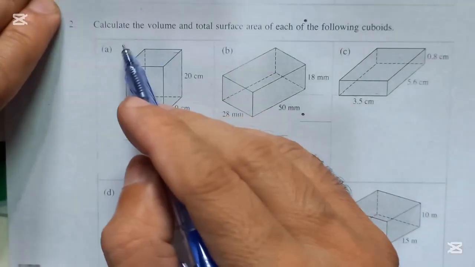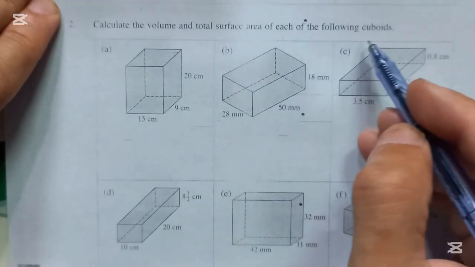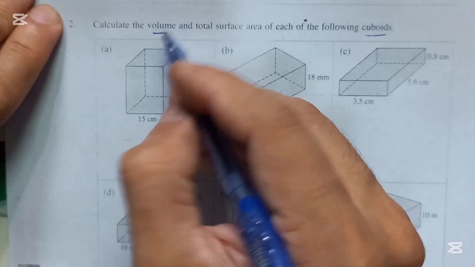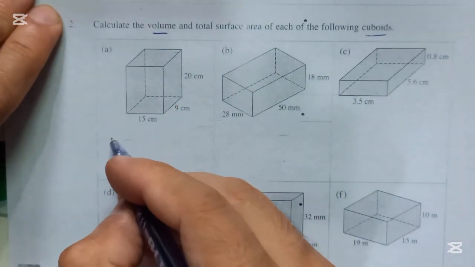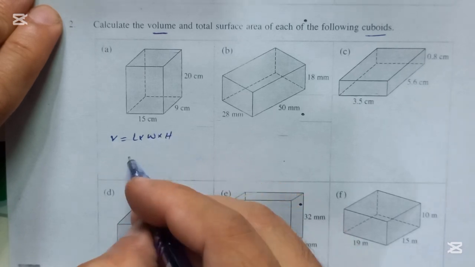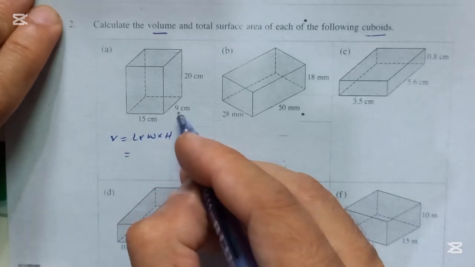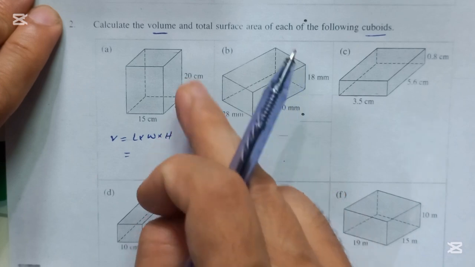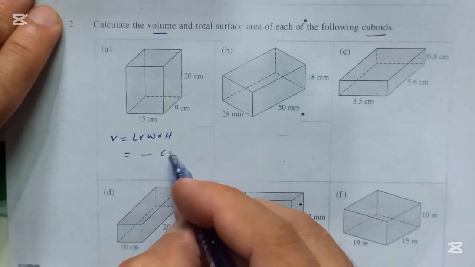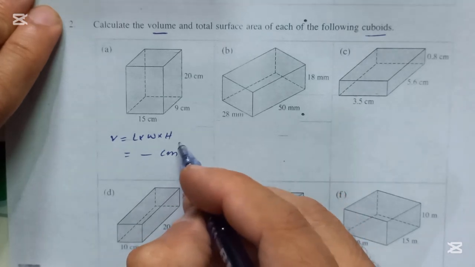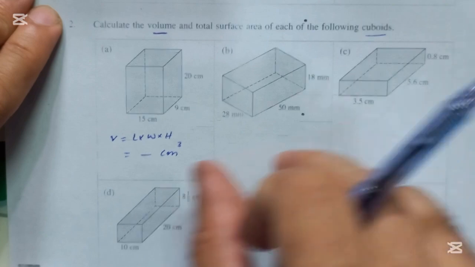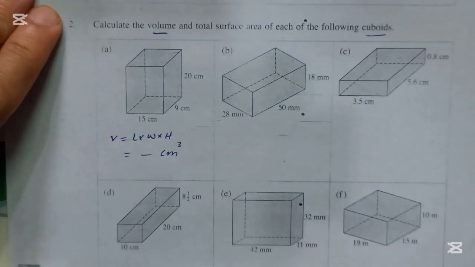Statement of the question is calculate the volume and total surface area of each of the following cuboids. But we will find only volume because this is the topic for today. Volume of the cuboid formula is length into width into height. So length is 15, width is 9, and height is 20. So put these values into the formula. You will get the answer. Unit will be centimeter cube. These two parts are same. Length, width, and heights are given. Just put these values into the formula and you will get the answer.